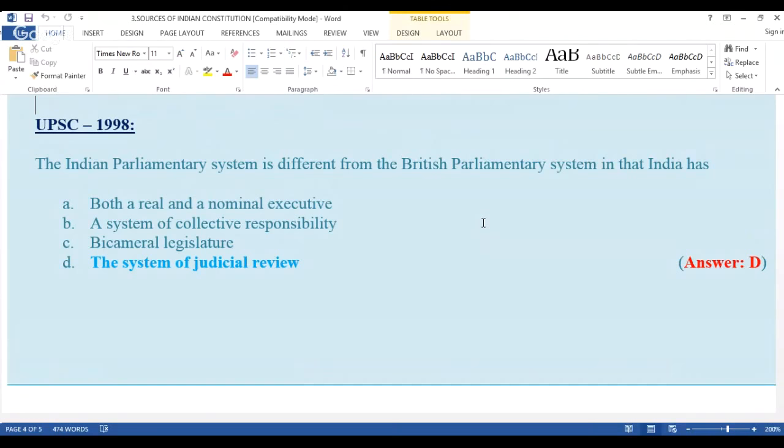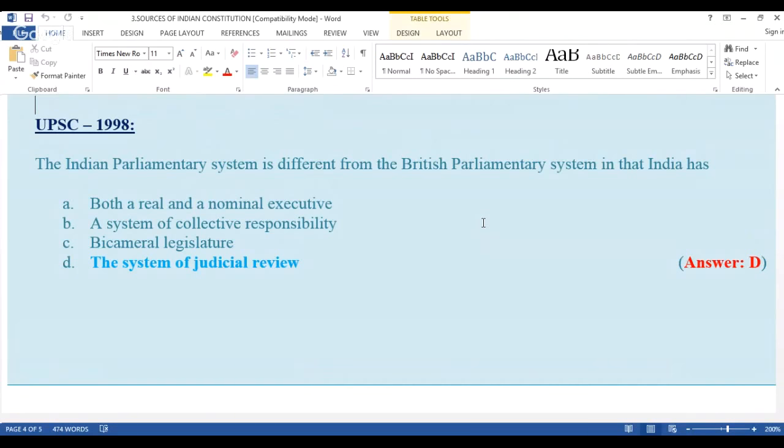A system of collective responsibility. I told you yesterday what is the meaning of collective responsibility, right? That is common for both. Bicameral legislature, that is also common. In fact, India adopted all these systems from UK only. D, the system of judicial review. Very, very important.